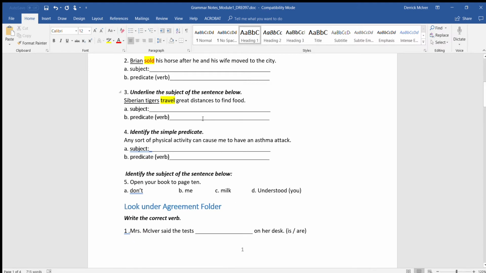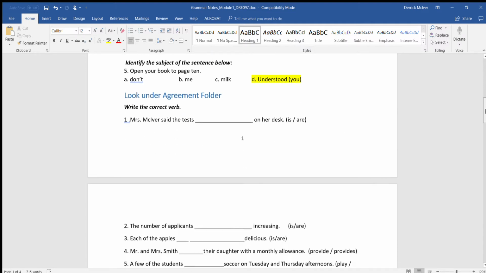Any sort is my subject. Of physical activity is a prepositional phrase. Of is a preposition, remember. Can cause is the predicate. Open your book bag to page 10. Remember that if the sentence is a command, like open the door, close the door, bring me some water, be quiet, it is automatically understood that you is the subject. So if the sentence is a command, the subject is understood to be you.